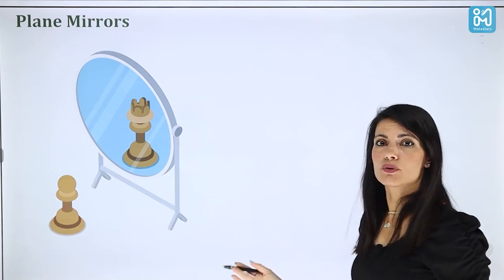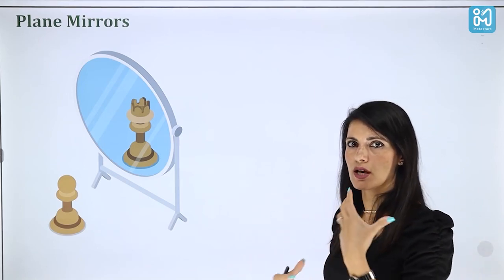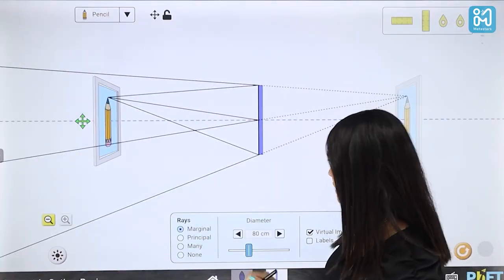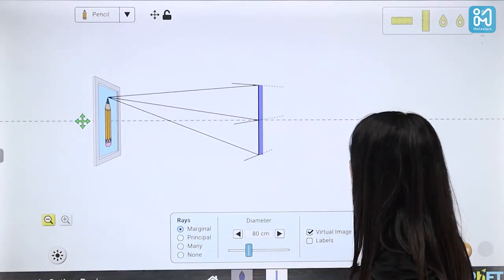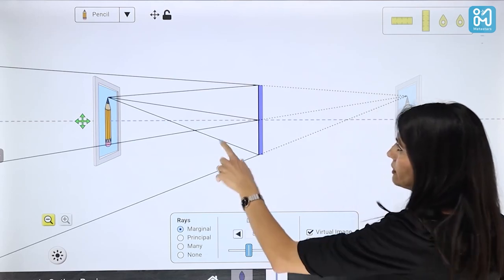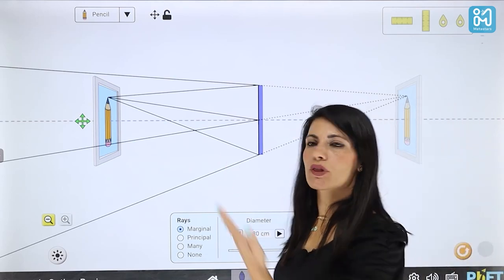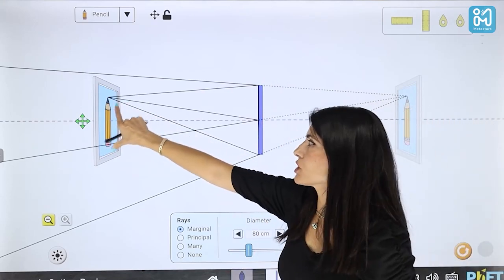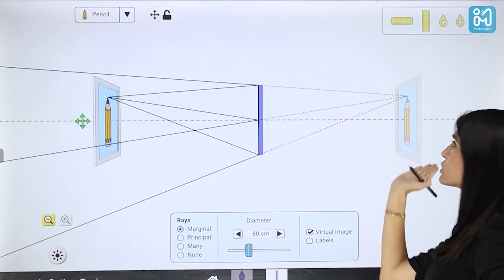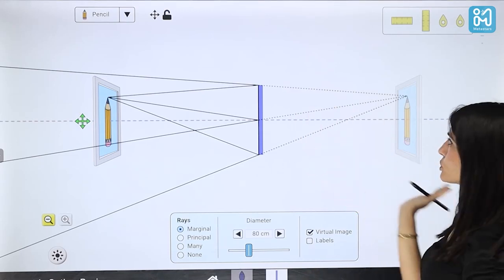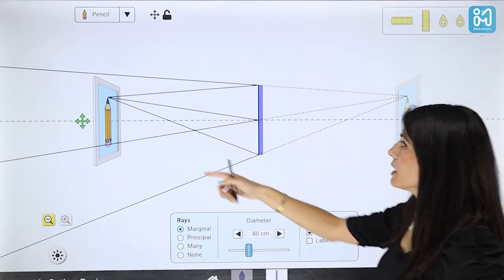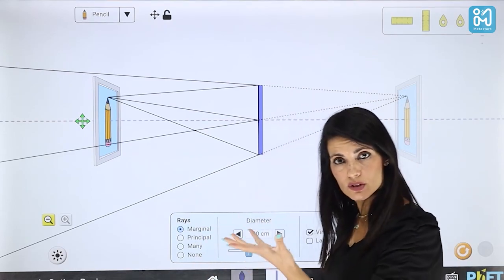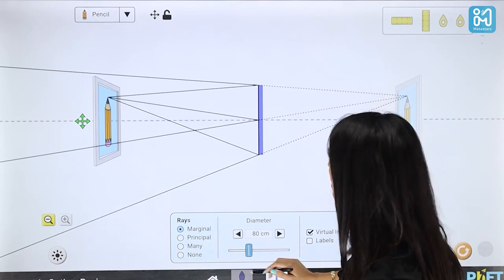Okay, let me show you a simulation to see how we can see the image or how we can draw it. Let's look again at how we draw the image of an object. This is the mirror, as you can see. This is the object, it's a pencil. And this is the image of the pencil, in the virtual, not real side. How do we draw it? We can take 2 arrows and reflect them according to the law of reflection in here.